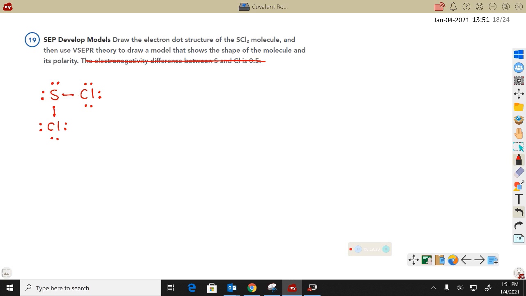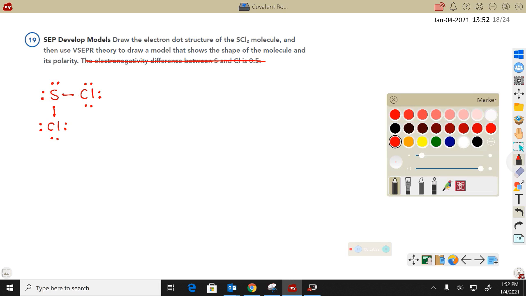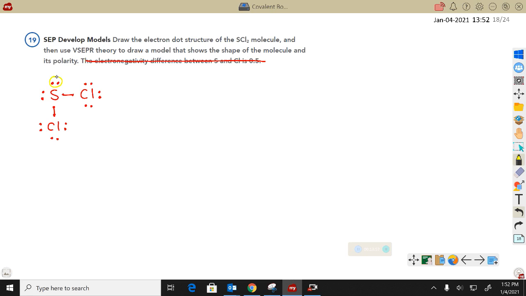Okay, so here's what I could be asked to do on a summative assessment, like bring it all together. First they might say, draw the electron dot structure. Well, there it is. There's the electron dot structure. Next they might say, describe the shape of this molecule. What is the VSEPR geometry? For that, I want to count all the electron groups around the center atom. Oh, what do you know? 1, 2, 3, 4. There's 4 of them again.